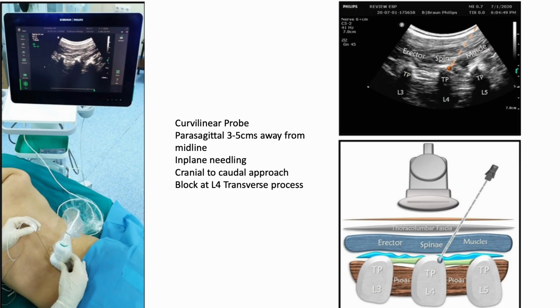A lumbar ESP block is typically performed with the patient either in the lateral or the prone position with a curvilinear probe placed parasagittally 3 to 5 centimeters away from the midline, similar to performing a lumbar plexus block. In-plane needling is performed from cranial to caudal direction to make contact with the transverse process at the level of L4, and an injection of around 30 milliliters of local anesthetic is performed below the erector spinae muscle.